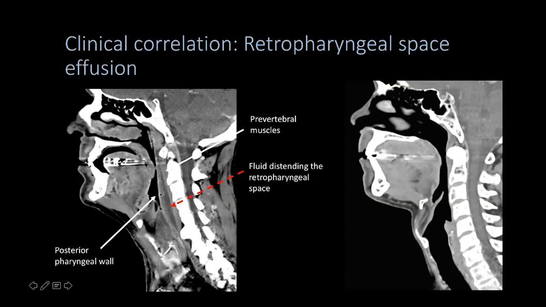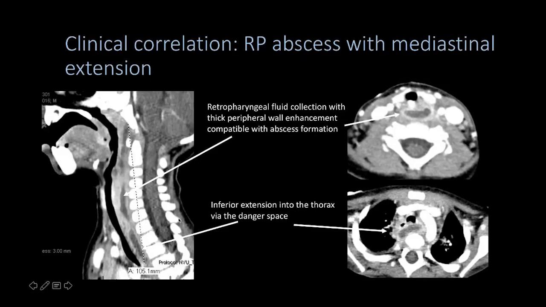Again, this is a sagittal image, again showing a retropharyngeal effusion where, compared to this normal patient, we see thickening of these prevertebral soft tissues and this low density fluid collection lifting up the posterior pharyngeal wall and in front of our prevertebral muscles. So again, this case is just highlighting the importance of remembering that danger space and that continuity with the mediastinum. So here's a patient with a retropharyngeal abscess, and we can see that it extends inferiorly into the posterior mediastinum.